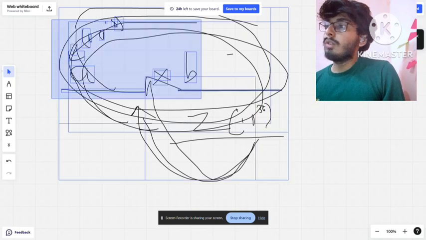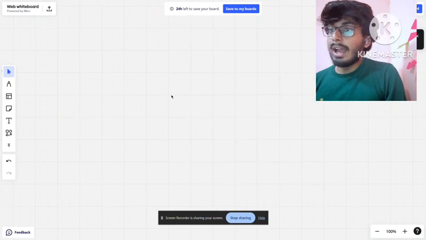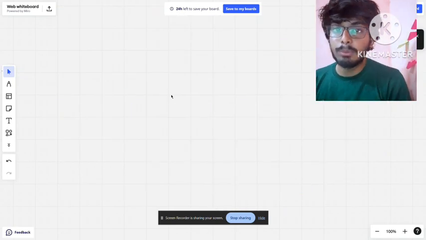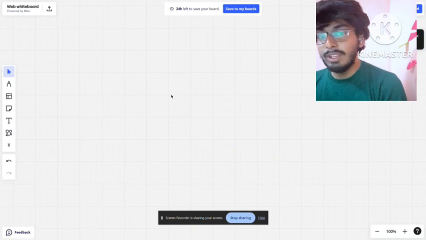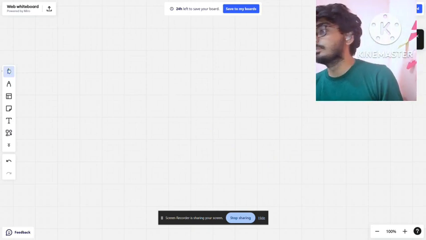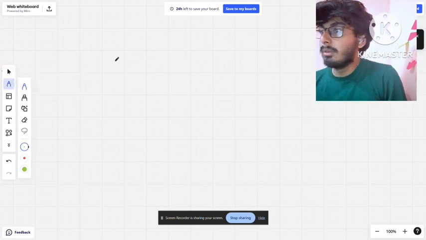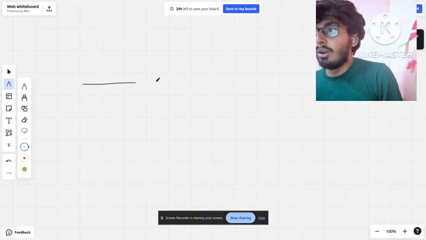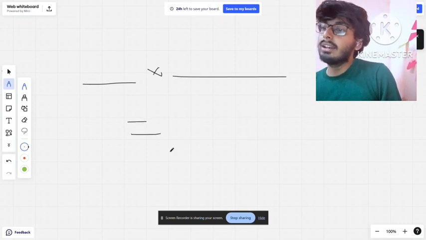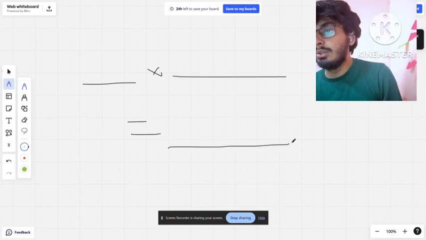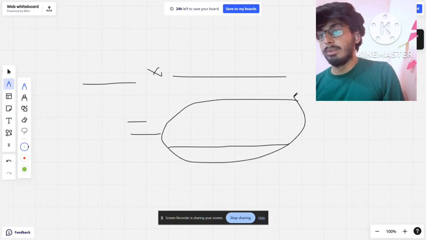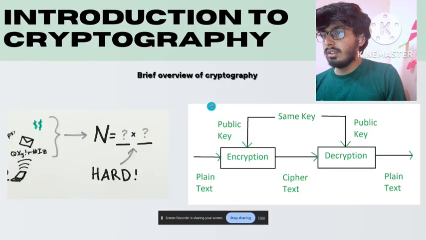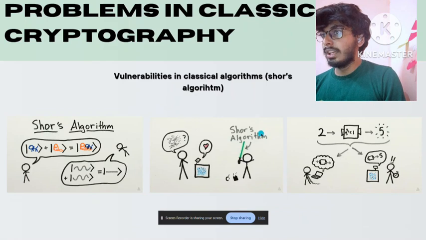Okay, so why do we need high security? Why do we need quantum cryptography? We need that because we know that quantum computers are very fast and they can easily decrypt these two numbers. We already discussed that we have two very large numbers, and after multiplying them we get an even larger number.